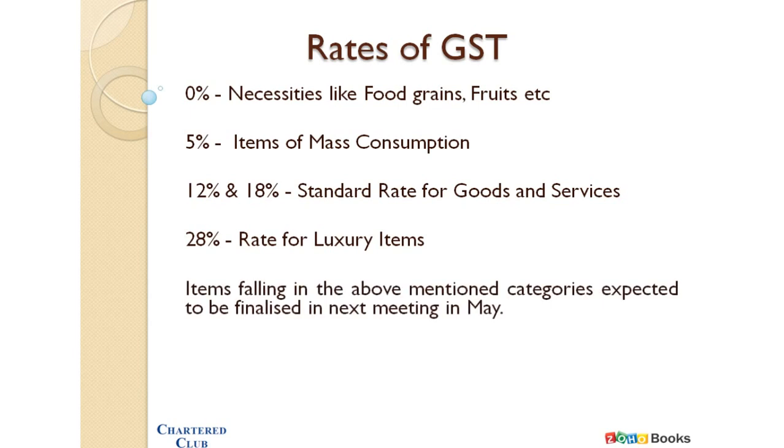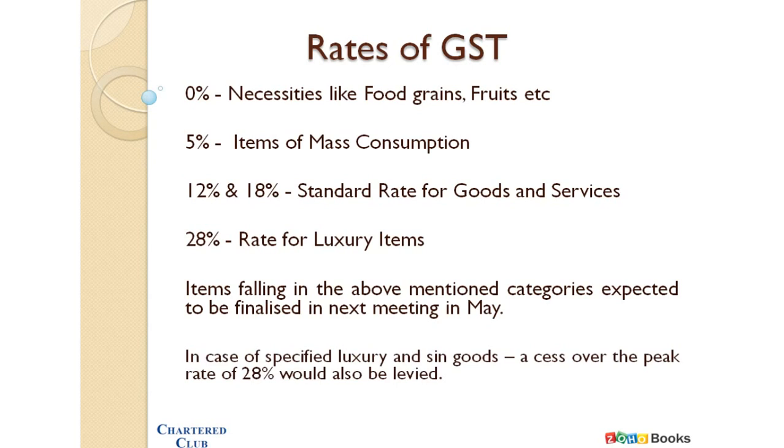The items falling in the above mentioned category are expected to be finalized in the next meeting, which is expected to be held in the month of May. Moreover, in case of specified luxury goods and sin goods, there would also be a cess over the peak rate of 28% that would also be levied. So for something like a tobacco, which the government tries to discourage, they may levy an additional tax over and above this 28%.